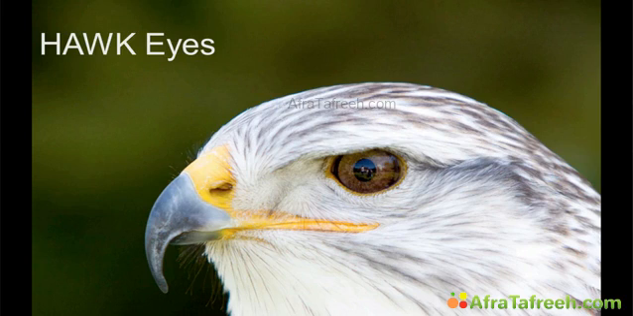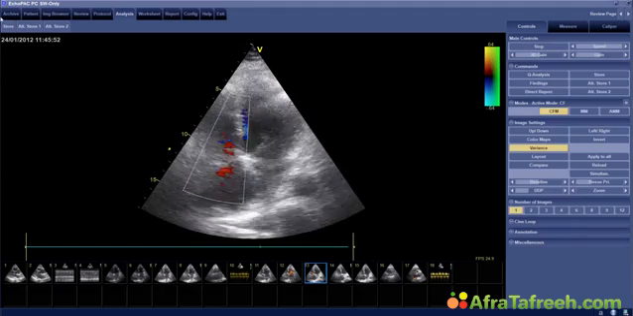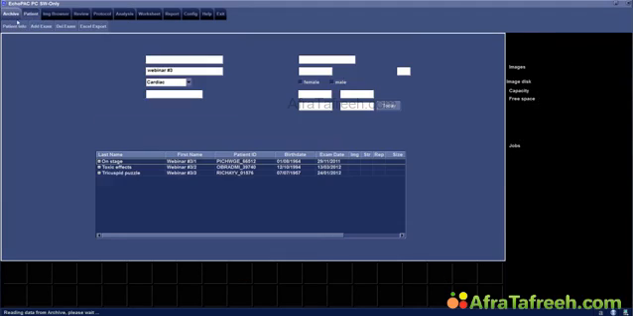Hawk eyes. Okay, so hawk eyes. Why hawk eyes? Because I want you to use your hawk eyes to see what the pathology is. This is a 69-year-old male with dilated cardiomyopathy and also a pancreas tumor, which was newly diagnosed. The patient had severe heart failure, dyspnea grade 3 to 4, and he came to the echo lab, and this is the echo I'm going to show you now.